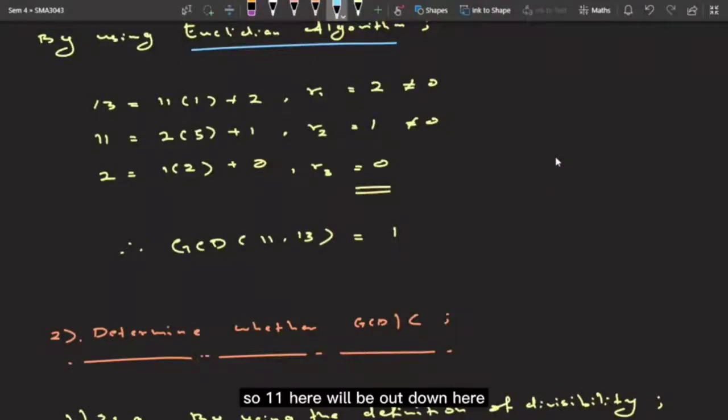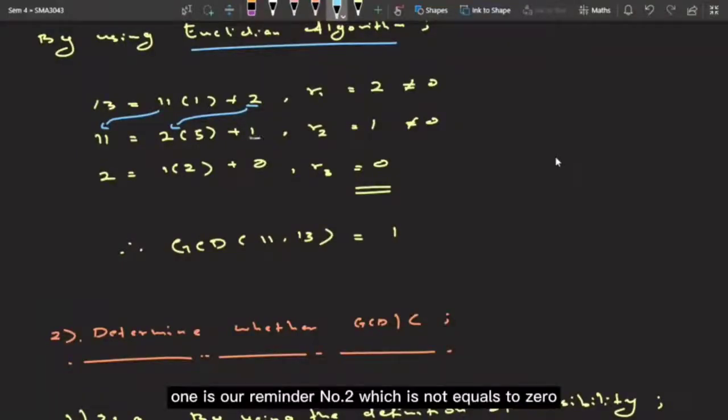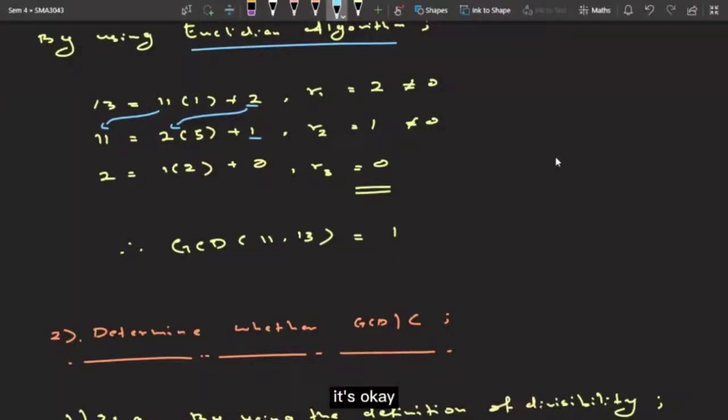So 11 here we bring down here, and our 2 here we bring down here. So 11 is equal to 2 times 5 plus 1. 1 is our remainder, which is not equal to 0. It's okay. We move on, and we keep on continuing.